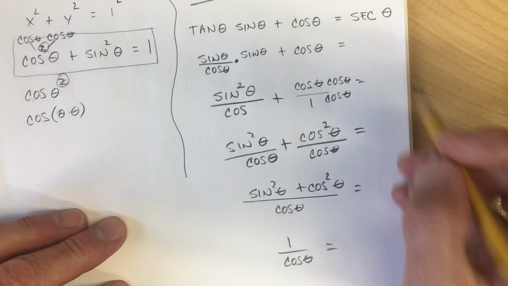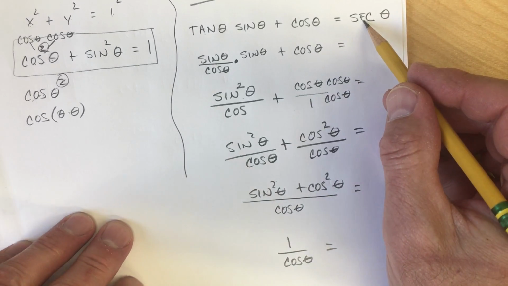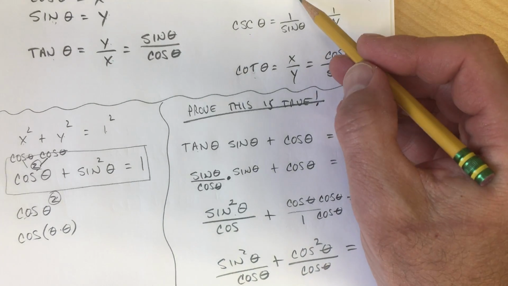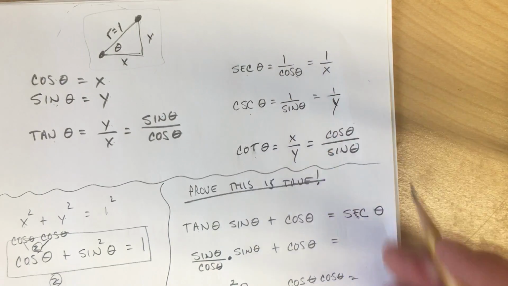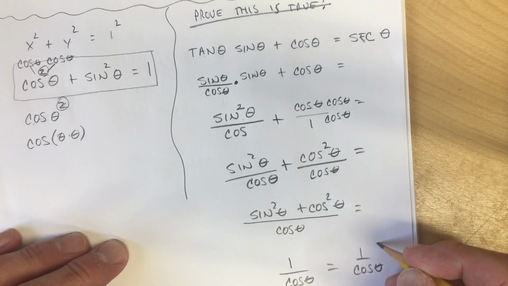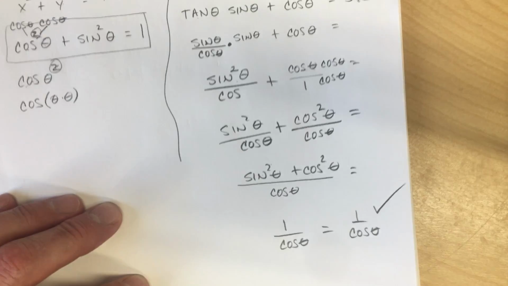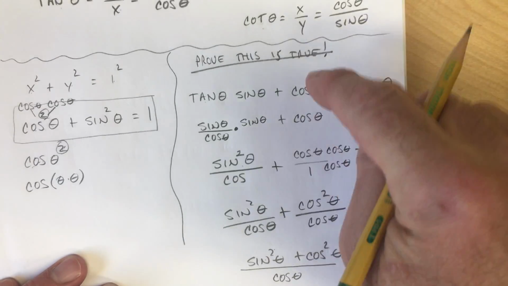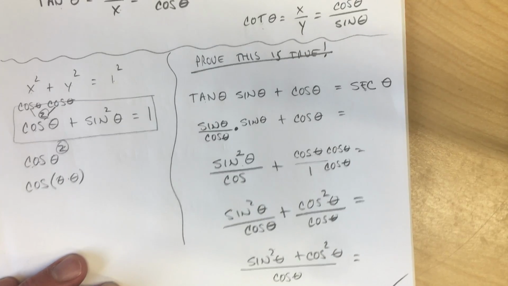And we wanted to prove that it was secant theta. And what is the definition of secant? 1 over cosine. So we just showed that our original statement here is true.